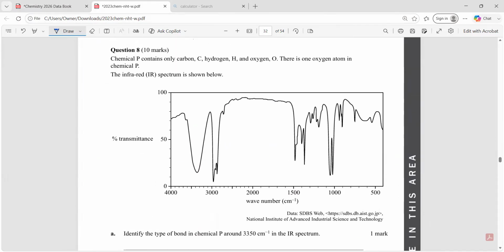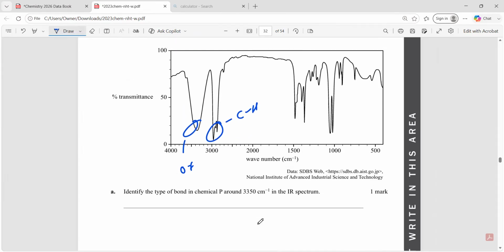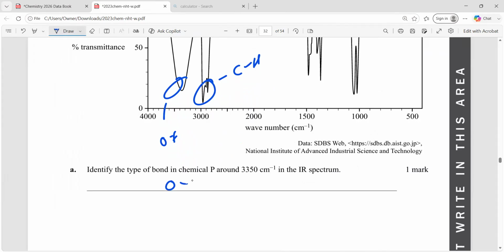Carbon, hydrogen, oxygen. Generally speaking, whenever I'm looking at IR, I can instantly tell that this is an alcohol because it has kind of like a peace sign. Alcohols tend to have a peace sign, whereas acids tend to have a bit more of a broader shape. So this is definitely alcohol. And we all know that this straighter peak tends to be CH, and this tends to be OH in the alcohols. So identify the type of bond in chemical P. So this would be OH alcohol. Oh no, it says identify the type of bond. Sorry, so you just say hydroxyl.